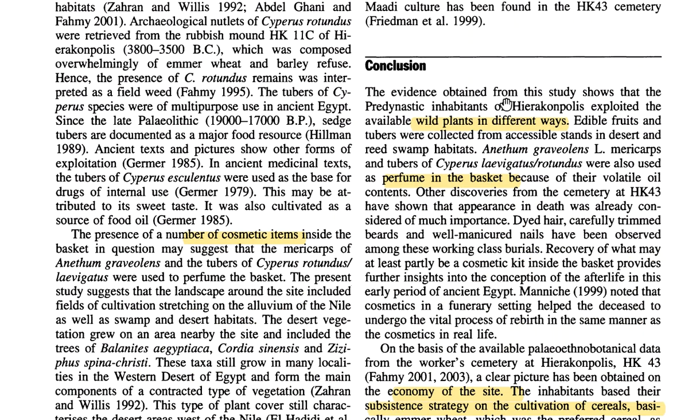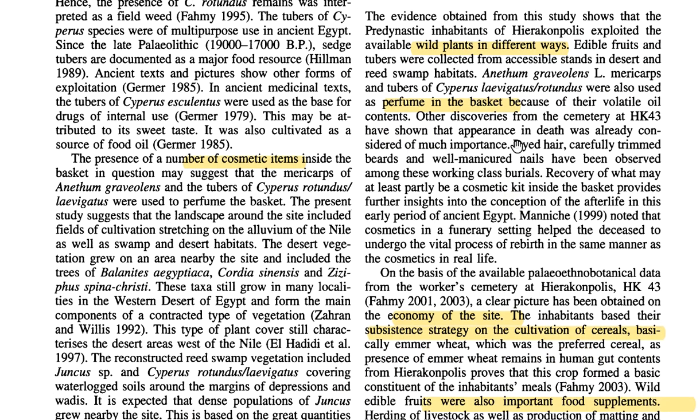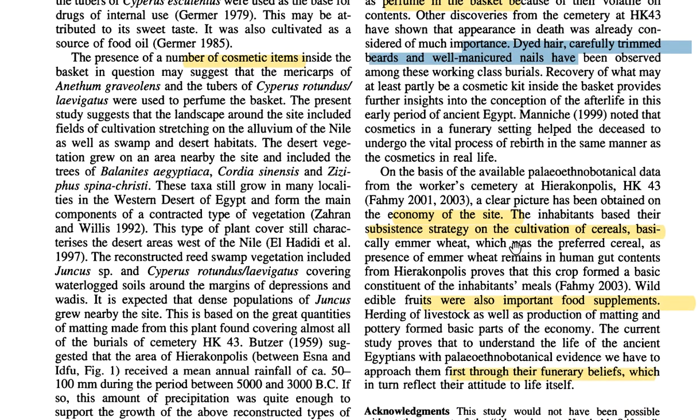Here's a conclusion. So the evidence obtained in this study shows that people exploited wild plants in different ways. They found edible fruits and tubers that were collected from the desert and swampy areas. They talk about what these things might have been used for. For example, some of these might have been used as perfume. You have a discussion on other objects that have been found in this particular site.